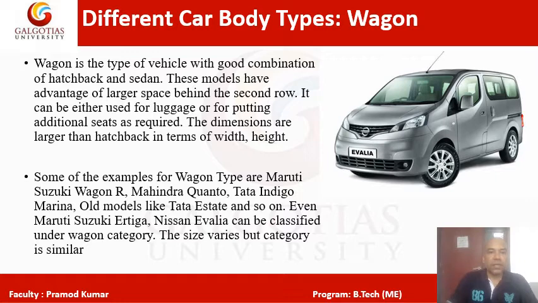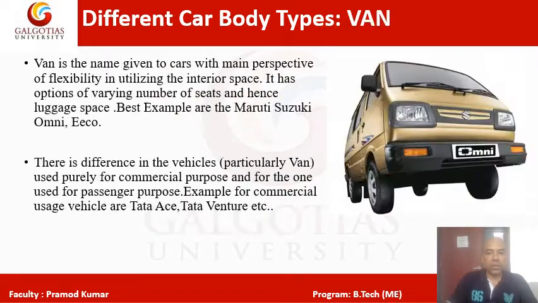So wagon is another type of vehicle with a good combination of hatchback and sedan. These models have the advantage of larger space behind the second row. It can be used either for luggage or for putting in an additional seat as required. Dimensions are larger than the hatchback in terms of width and height. Some examples: Maruti Suzuki Wagon R, Mahindra Quanto, Tata Indigo Marina, and old models like the Tata Estate. Even the Maruti Suzuki Ertiga and Nissan Evalia can be classified as wagons. The size varies by category.